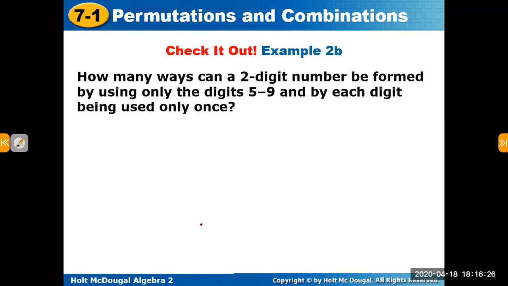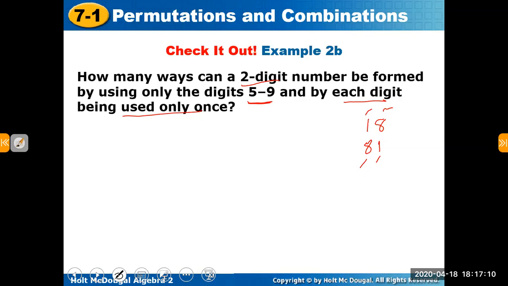And since it is a number being formed using 2 digits, that means order is important. How do we know that? Just a simple example. The number 18 and the number 81 have the same digits, but because of the order, they are 2 different numbers. So we know that for a two-digit number, order of the digits is definitely important. Here they said using only the digits 5 to 9, and each digit can be used only once. That means they are not supposed to be repeated.